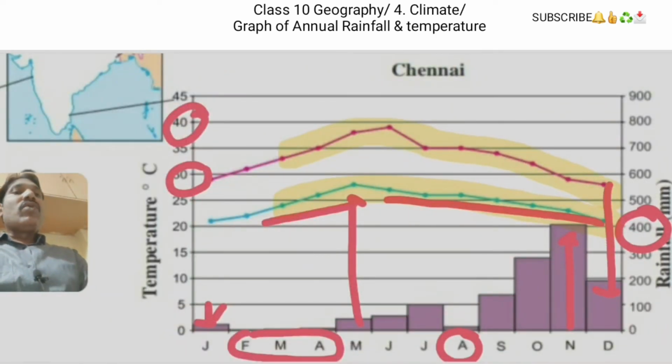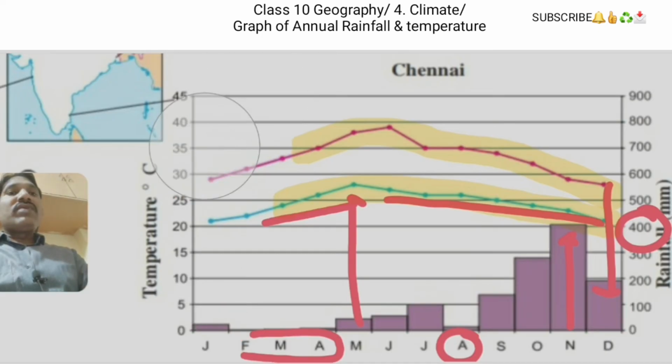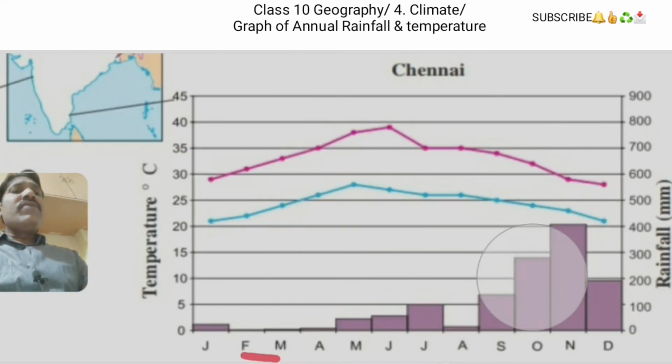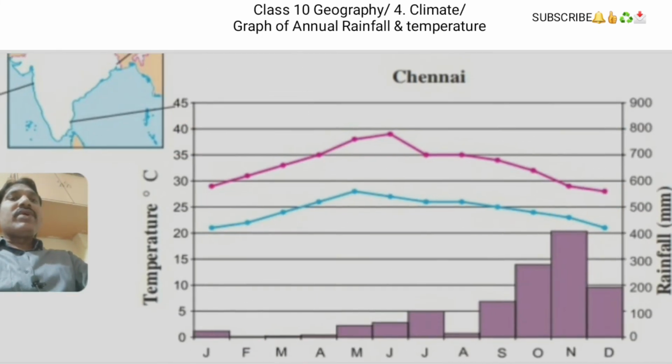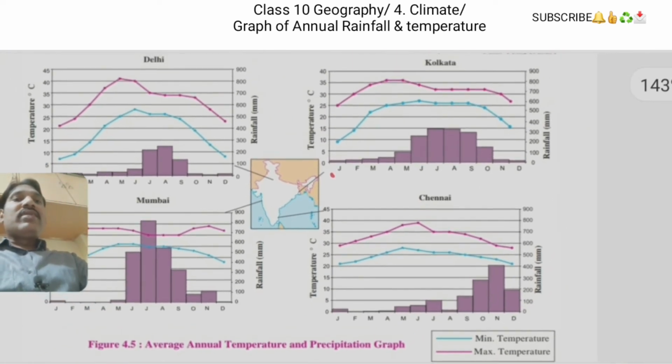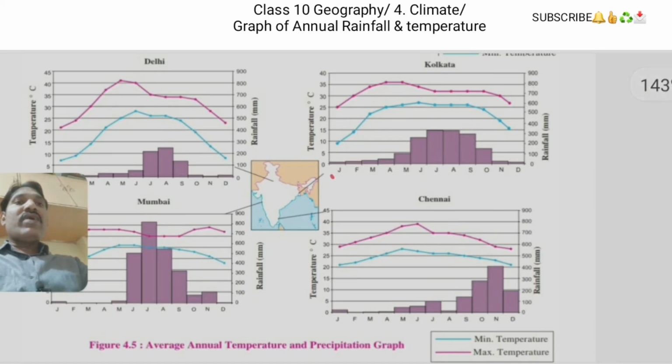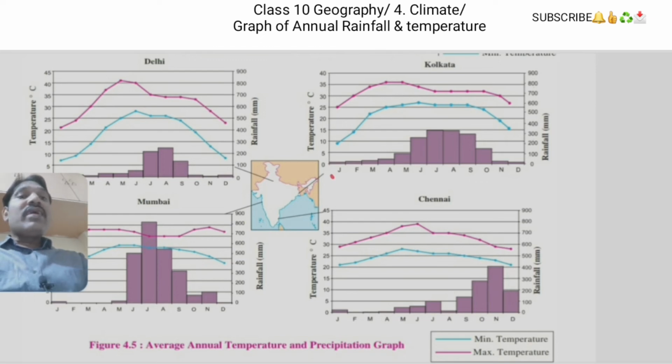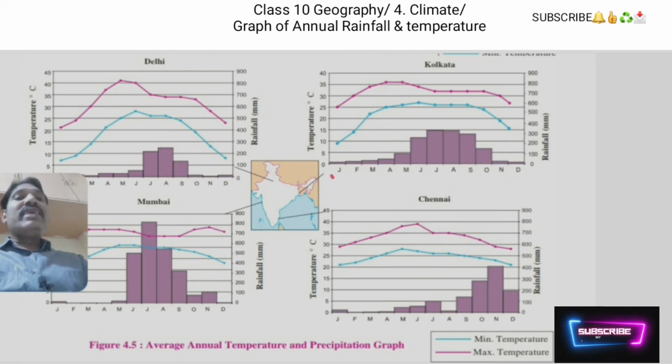Okay, students. So students, here what we have studied, the rainfall and the temperature of the 4 cities of India as well as the 4 cities of Brazil. Students, now let's try to understand the questions which are asked in the textbook, which are based on these graphs of Brazil and India. Okay, so let's try to understand the questions and answers now.